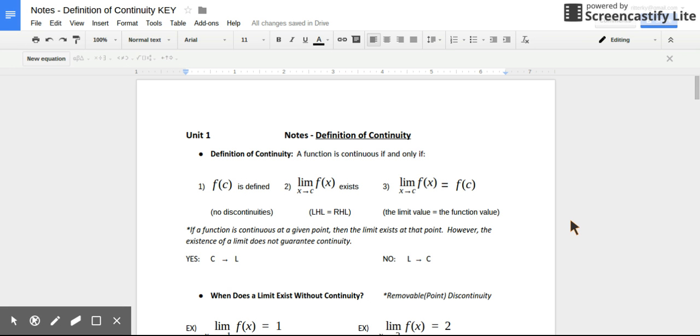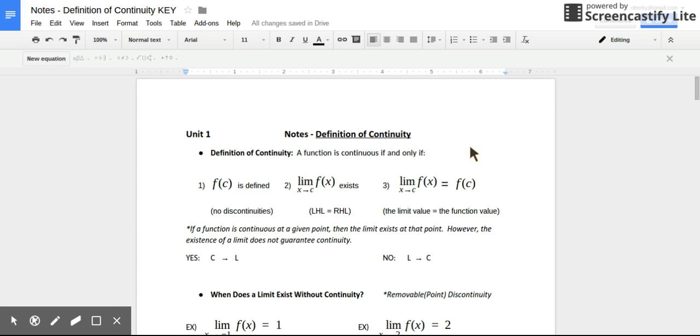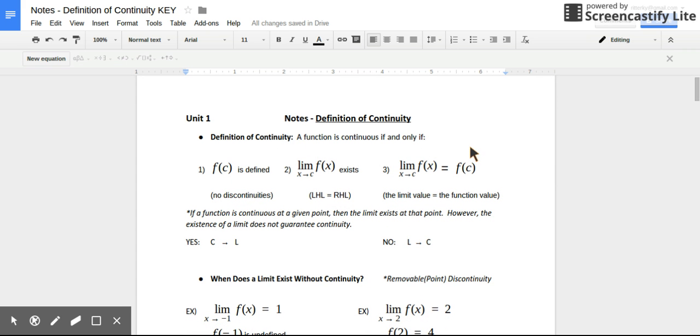In this video, we're going to be talking about definitions of continuity. It's important that you understand the definition of a limit in order to follow along with this video. The definition of continuity has three parts, and all three parts have to be true in order for us to say that the function is continuous.